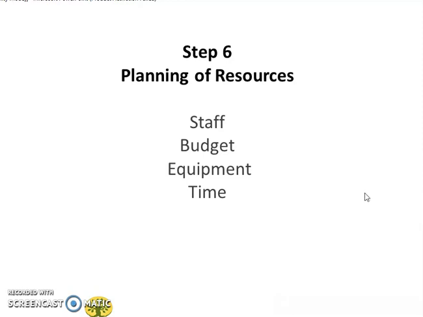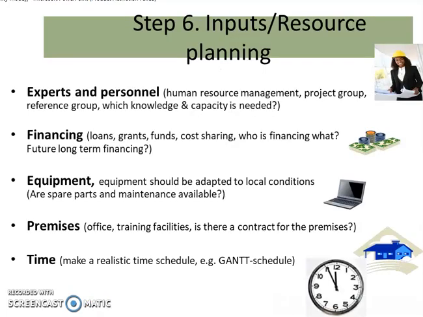The sixth step is related to planning of resources. Resources could be staff, budgets, which is financial resource, equipment, time, and so forth. This should be properly planned. The experts and the personnel, human resource, as you can see, is a critical one in a project undertaking, as well as any other undertakings. The project group and reference group, and the knowledge and capacity needed for each activity, should be properly planned.